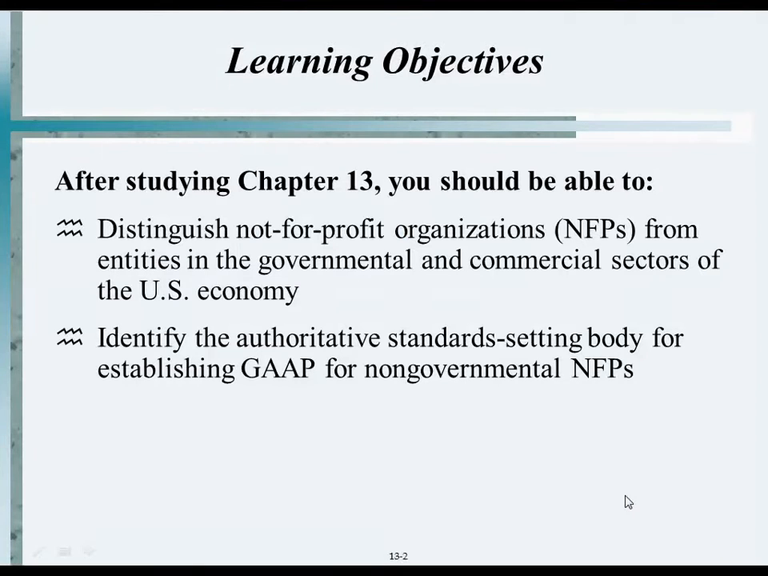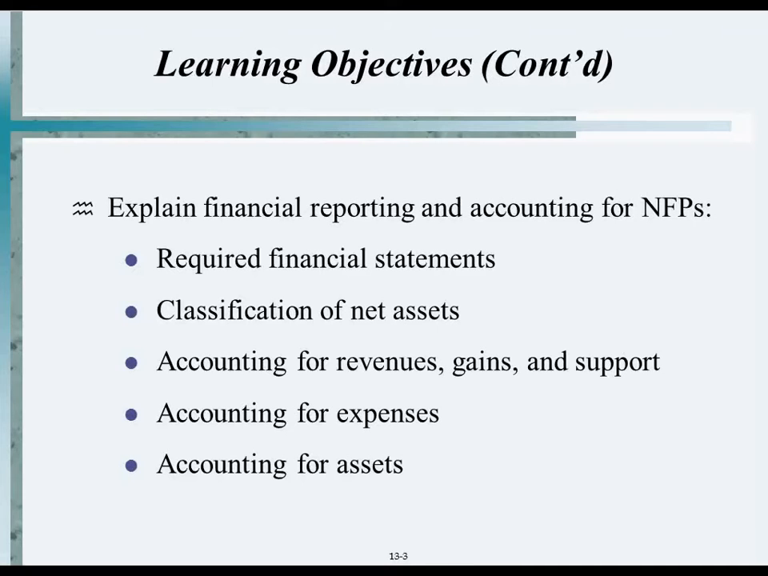And so this is what I just talked to you about: distinguish the not-for-profit organizations from other entities in the governmental and commercial sector. Some of you might think you know the differences already, right? What is one of the distinguishing features of government? They have the power to do what? Tax, right? Not-for-profits don't do that. Standard setting bodies: if it's a governmental not-for-profit, where does it look for GAAP? GASB. If it's a non-governmental, where does it look? FASB, okay?